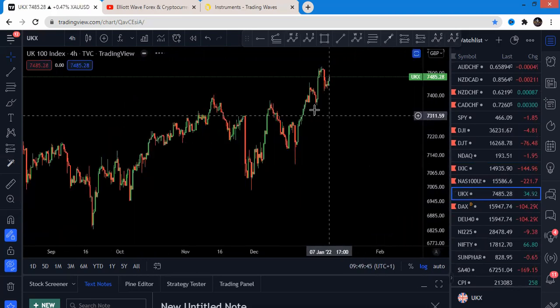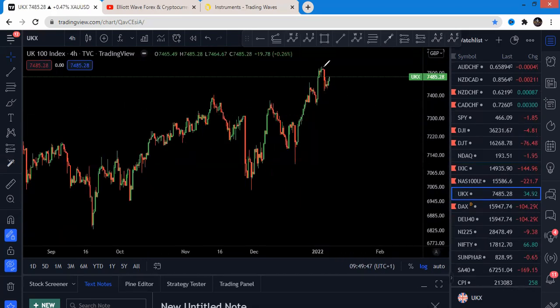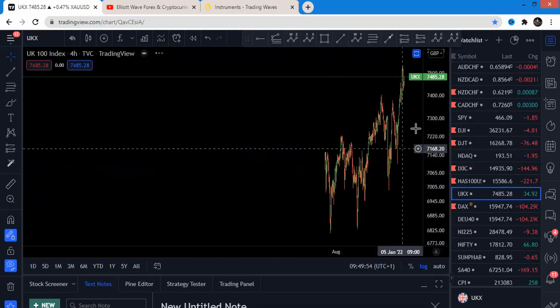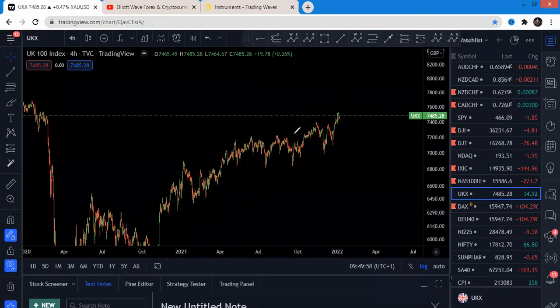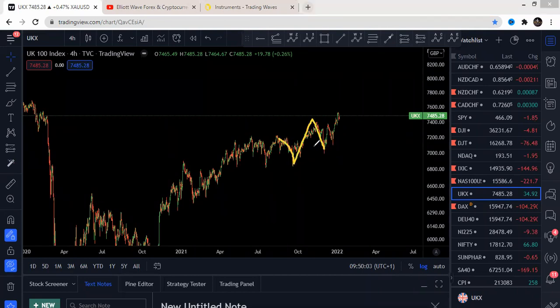So the UK 100 looks like the only index that is looking to push to the upside for one leg. Okay, so what we looked at here on the UK 100 towards the close was this structure here. We're looking for this to have been a running flat and for this to continue pushing to the upside. So this may push for one more up before we get a deeper correction, which we are getting on the rest of the indices.